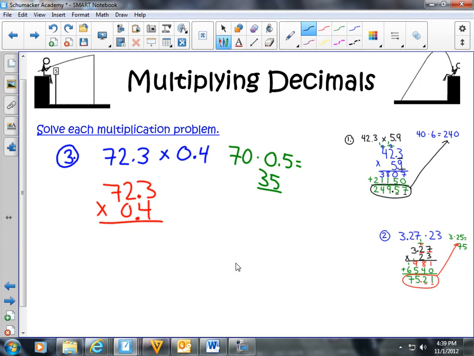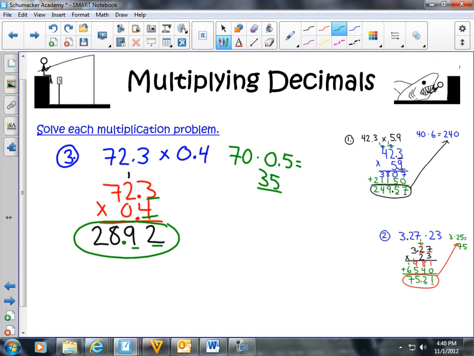Let's go ahead and multiply. 4 times 3 is 12. Carry the 1. 4 times 2 is 8, plus 1 is 9. 4 times 7 is 28. And I have 2 numbers to the right of the decimal. I get 28.92. Now, that is still very close to 35.